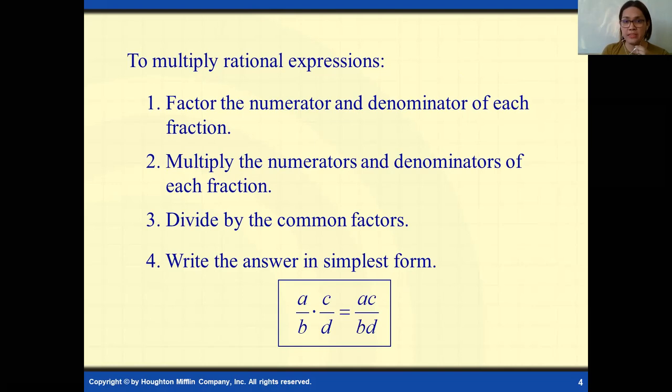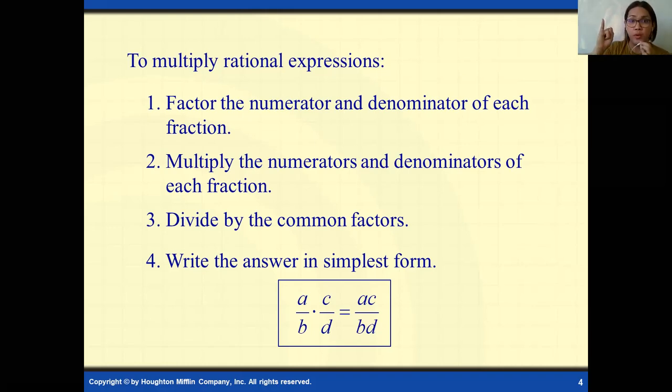A over B times C over D is equal to AC over BD. So that's how we do the multiplication of rational expressions. I hope you'll be able to remember the steps.